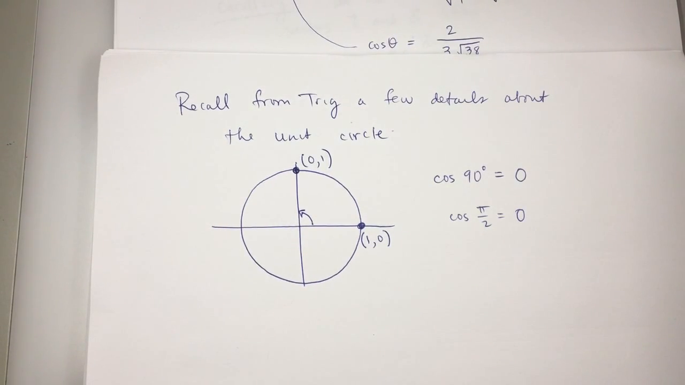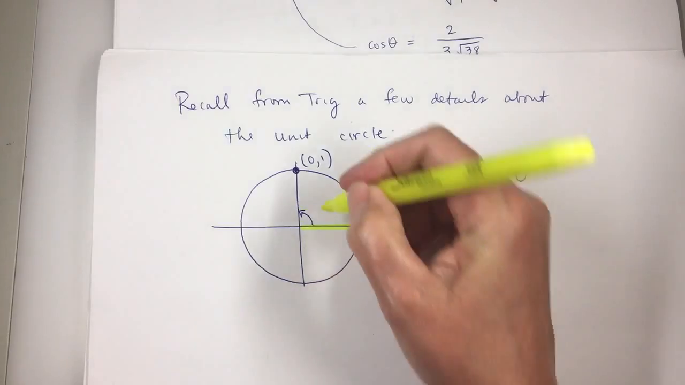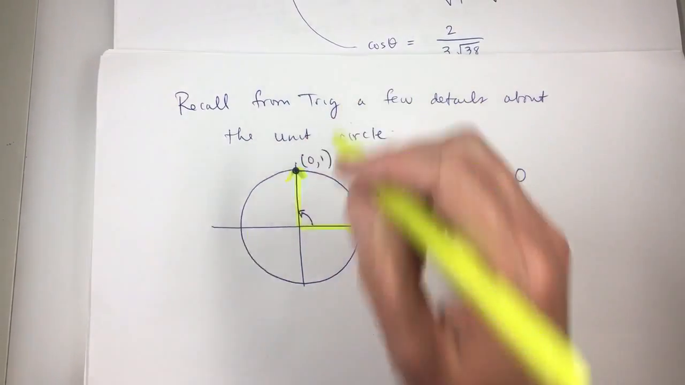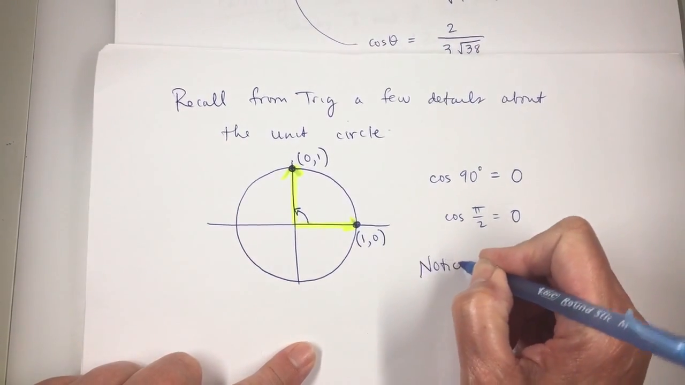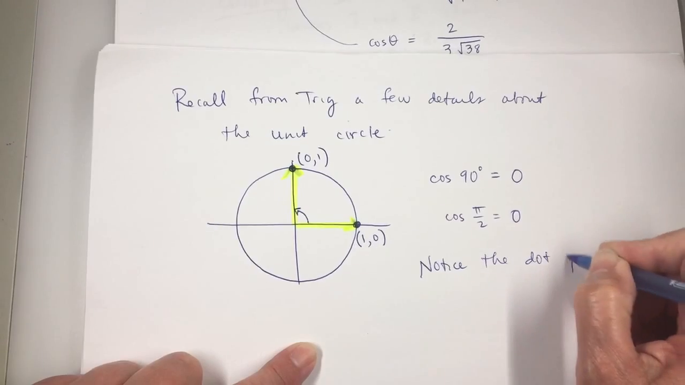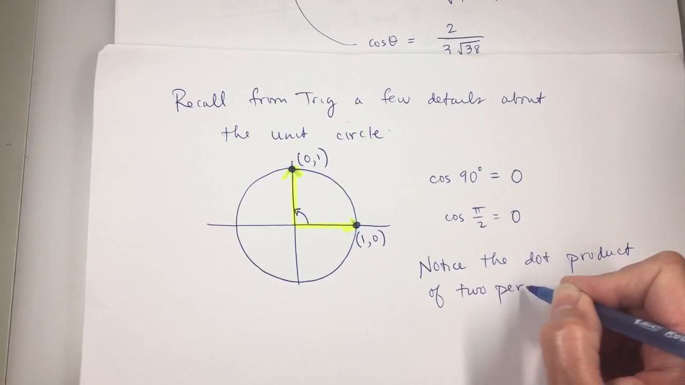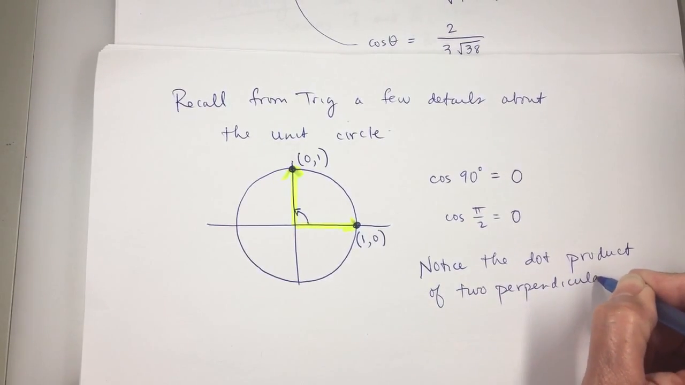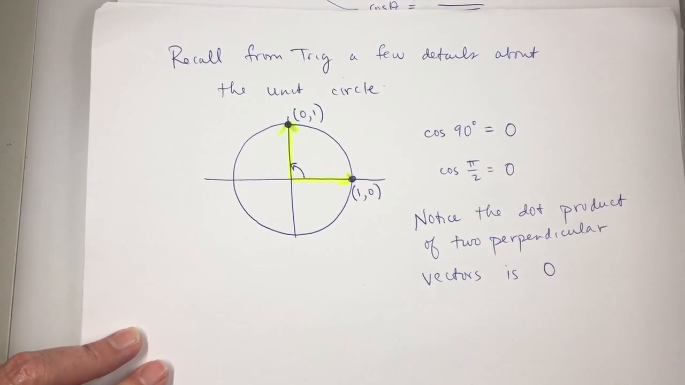So I'm thinking of two vectors, and I can do the vector i and the vector j, but it could be any two vectors that form a 90-degree angle. What are their dot products going to be? 0. So I'll say, notice the dot product of two perpendicular vectors is going to be 0.